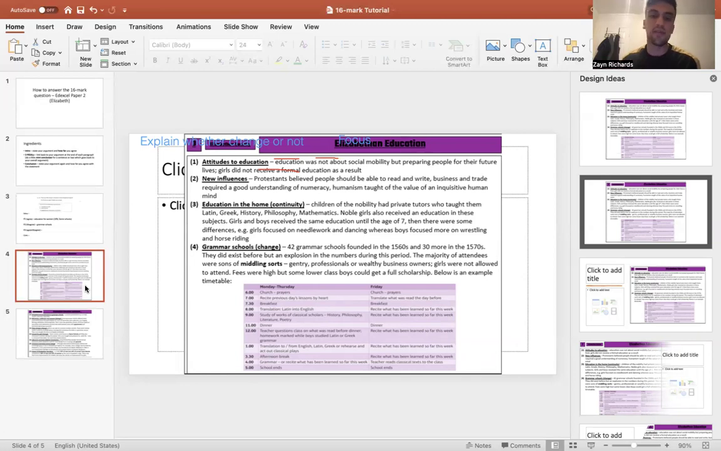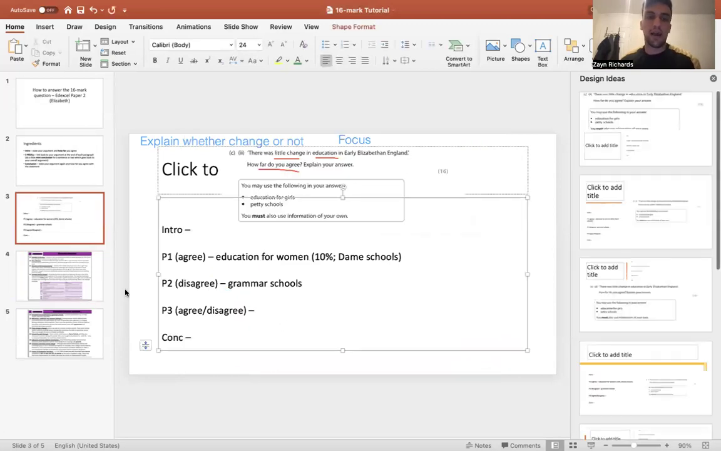So the fact that there were fees, but ultimately lower class boys could get a scholarship. And then also I'll talk about the fact that they were designed to focus on the key aspects of education. So like literacy, numeracy, functional education. Okay, and then we've got either agree or disagree.